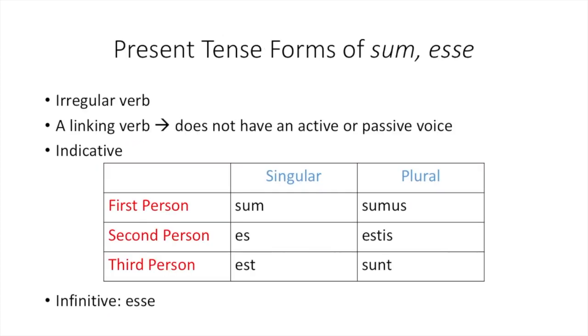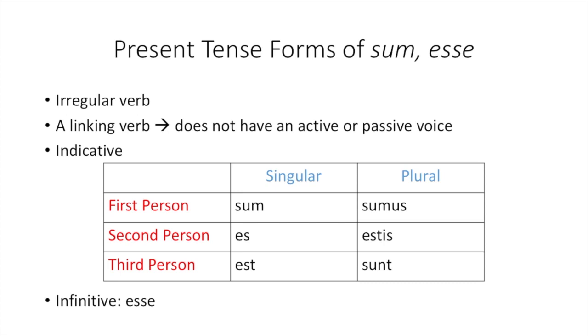You already know about this linking verb sum, esse in the present tense. You know it doesn't have an active or passive voice, and you know it's an irregular verb. By irregular verb, we mean that its forms don't follow our normal pattern, so you really do just need to memorize them. So you probably remember our chant: sum, es, est, sumus, estis, sunt, to tell us our present forms in the indicative. In the infinitive, we have esse.